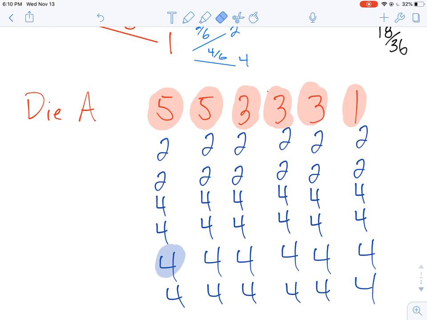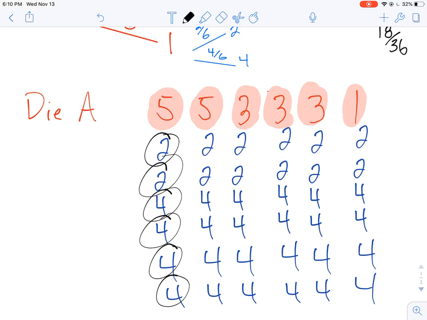So what I can do then is count out all the times that die A wins. If die A rolls a 5, die B gets a 2, die A wins. Same thing here. Same thing here. These are all numbers that are less than 5, which means die A would win. Guess what? The same thing is going to happen over here.